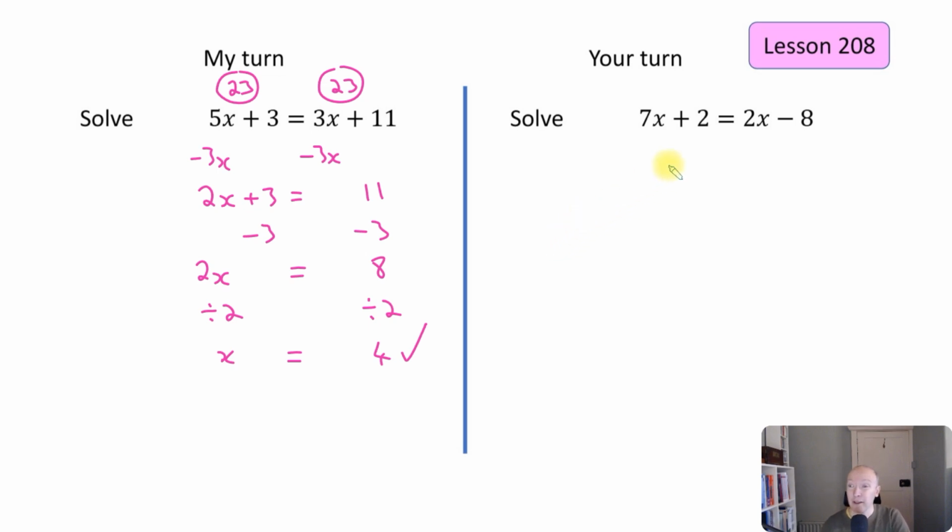Okay, this one's a little bit more awkward, I think, because of the negatives. So if you had any problems with this, don't worry. Let's go through it carefully together, though. So first of all, I've got 7x and 2x. So the smaller quantity is 2x. So let's take 2x from both sides.